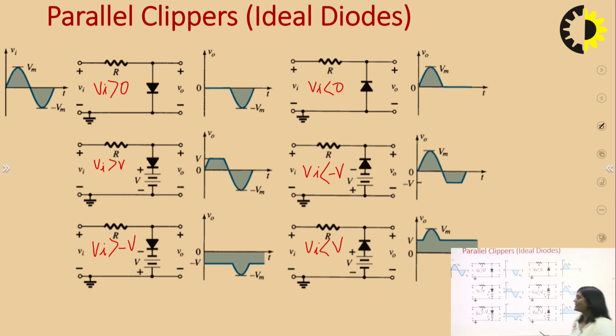And these are called the parallel clippers because the diodes are in parallel with the supply voltage. These two models are called the simple clippers because no biasing is applied here, and here we have applied the V voltage. So these are called the biased clippers.